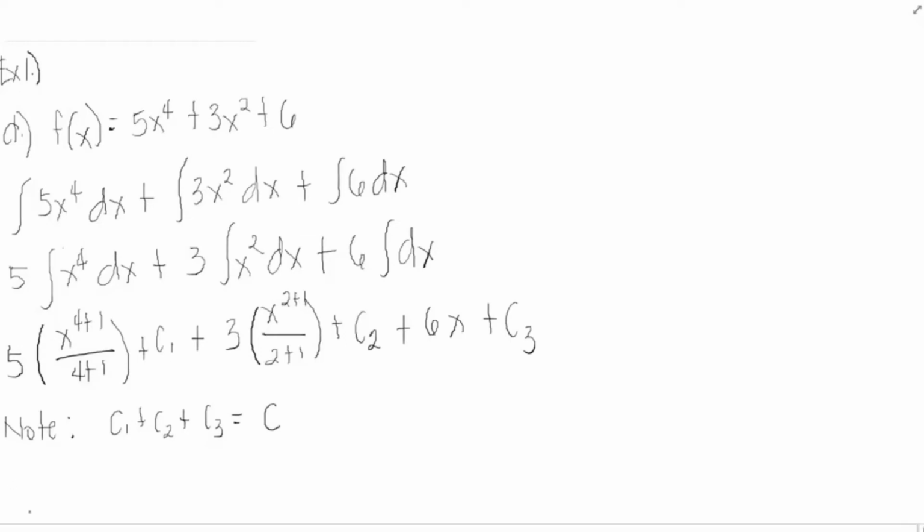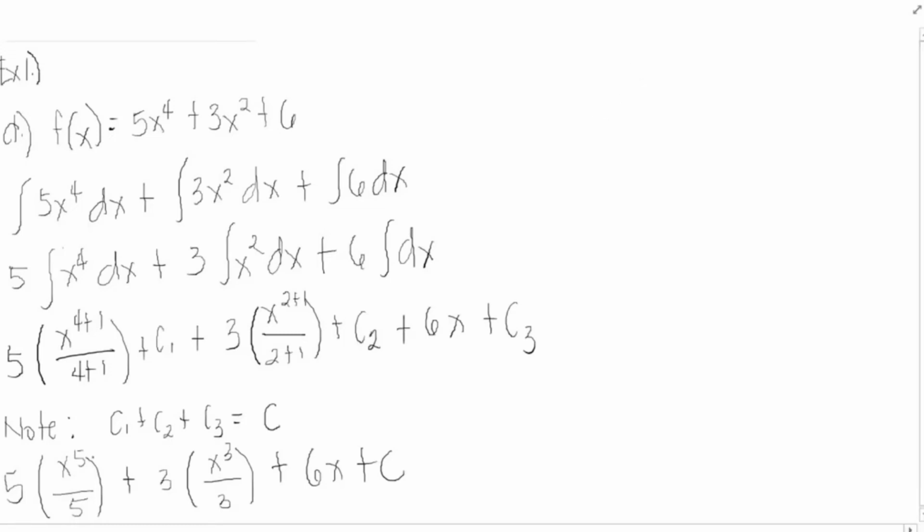This is 5 times x raised to 4 plus 1 is 5. So, x raised to 5 over 5 plus 3 times x raised to 3 over 3 plus 6x and then plus c. Since same naman sila. Okay? Yung c1 plus c2 plus c3 is equal to constant pa rin. So, let's continue dito.